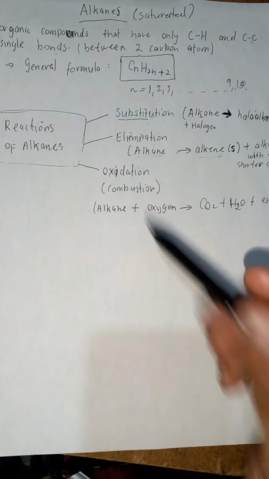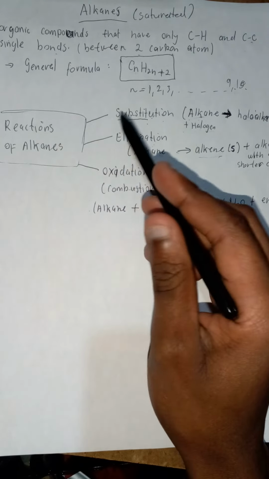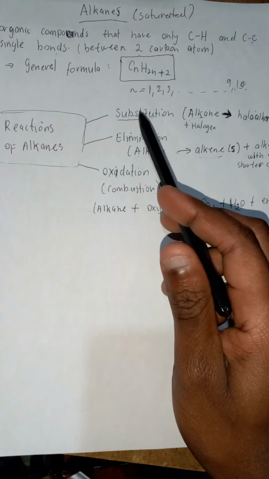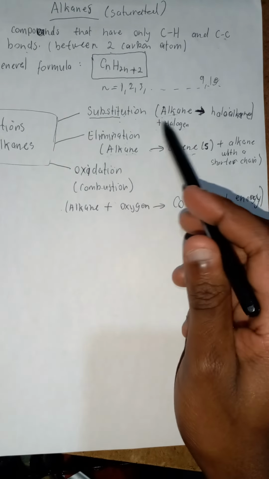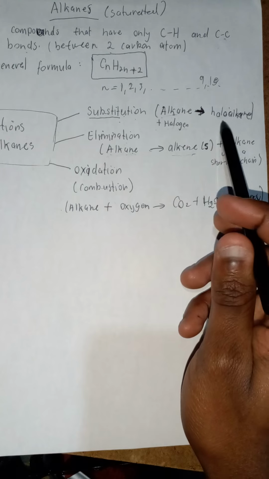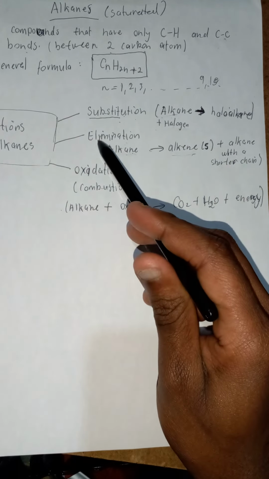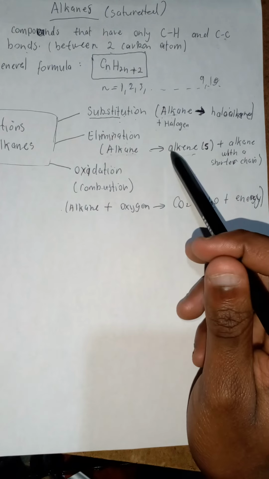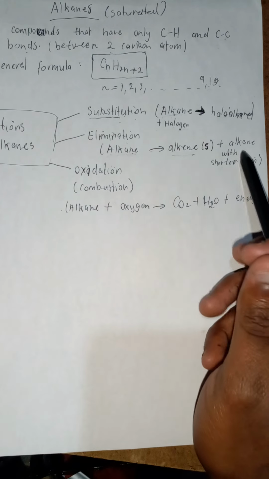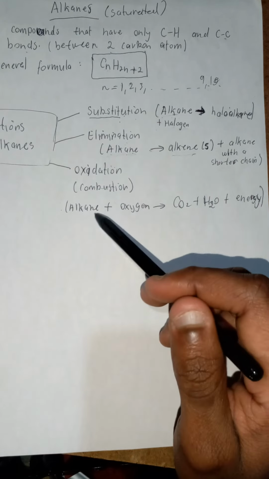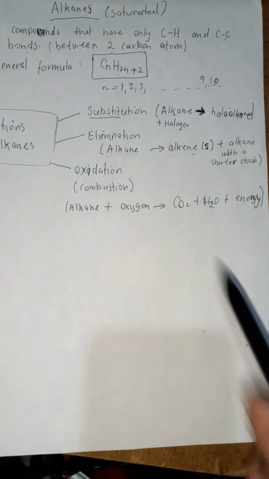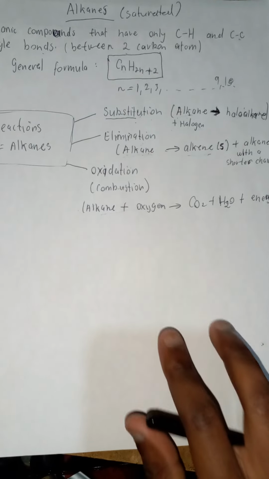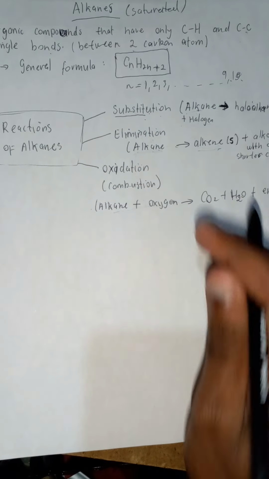So basically, these are the kinds of reactions that happen in alkanes: substitution, elimination, and oxidation. Substitution is an alkane reacting with a halogen to form a haloalkane, and elimination is an alkane decomposing, forming an alkene and an alkane with a shorter chain. And then oxidation is an alkane reacting with oxygen to form carbon dioxide, water, and the energy. So let's take a look at the conditions.